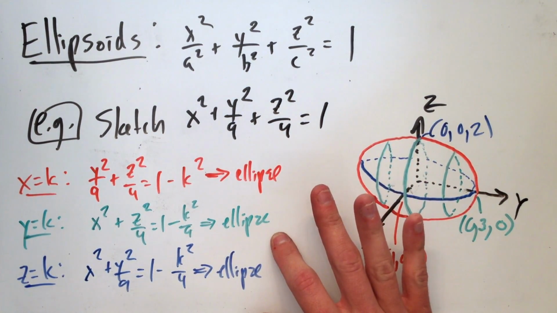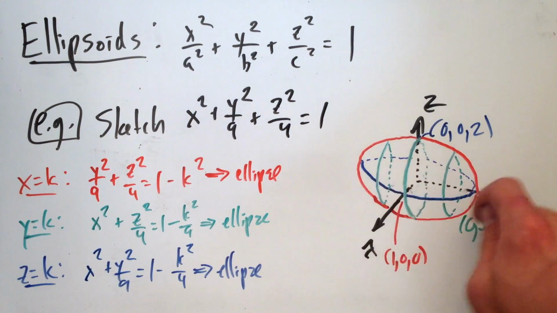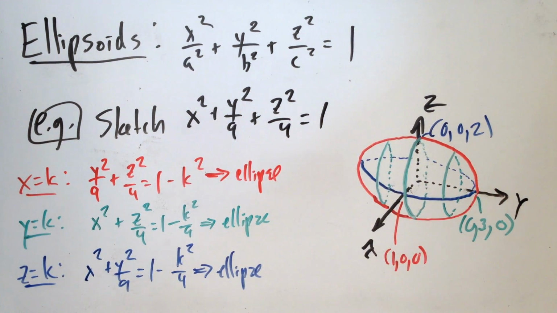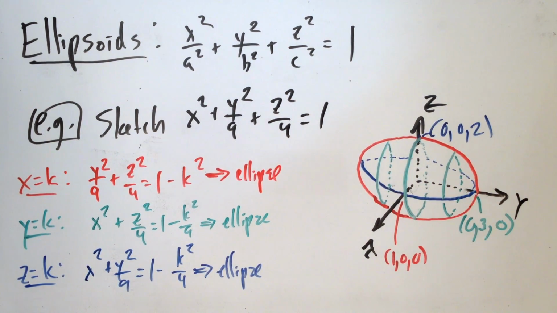Similarly, if y is a constant, we get an ellipse. I drew a bunch of different possibilities here for different values of k. And if z is equal to a constant k, we get horizontal ellipses in the xy plane. Just like with regular ellipses, if we write it in this sort of format, we can always tell where the extreme points along each axis are.